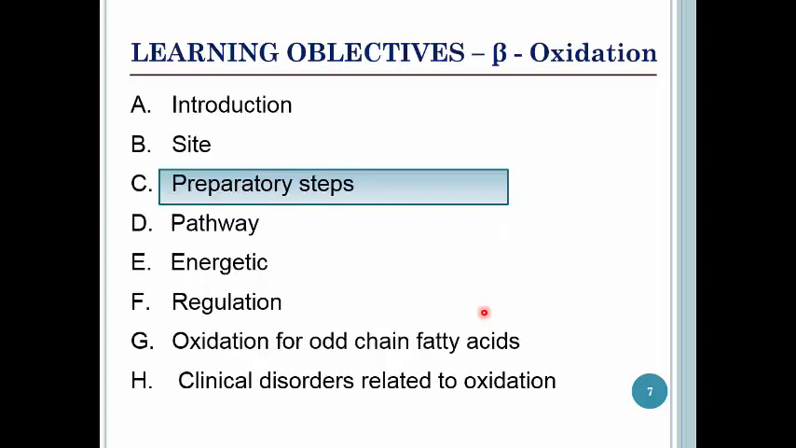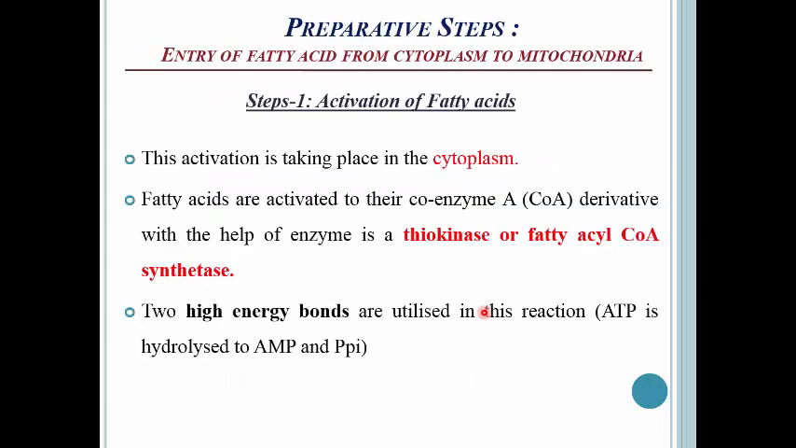Now the preparatory steps. As we all know, fatty acids are generally present in the cytoplasm, and this pathway is operated in the mitochondria. So for that, fatty acid has to enter into the mitochondria from the cytoplasm. Fatty acid cannot enter directly into mitochondria. So there are a few steps required for the transportation of fatty acid from the cytoplasm to the mitochondria. The first step is the activation of fatty acid.